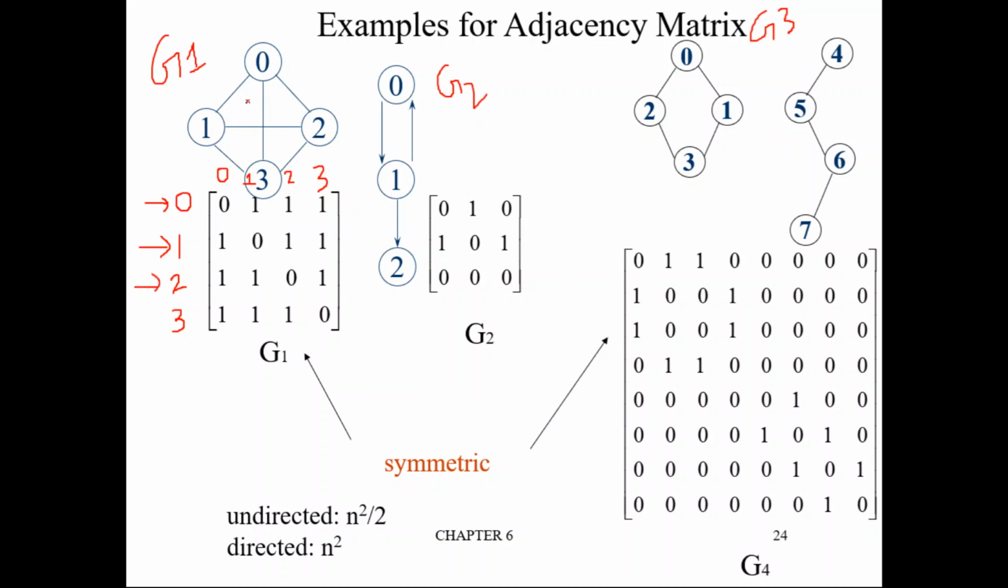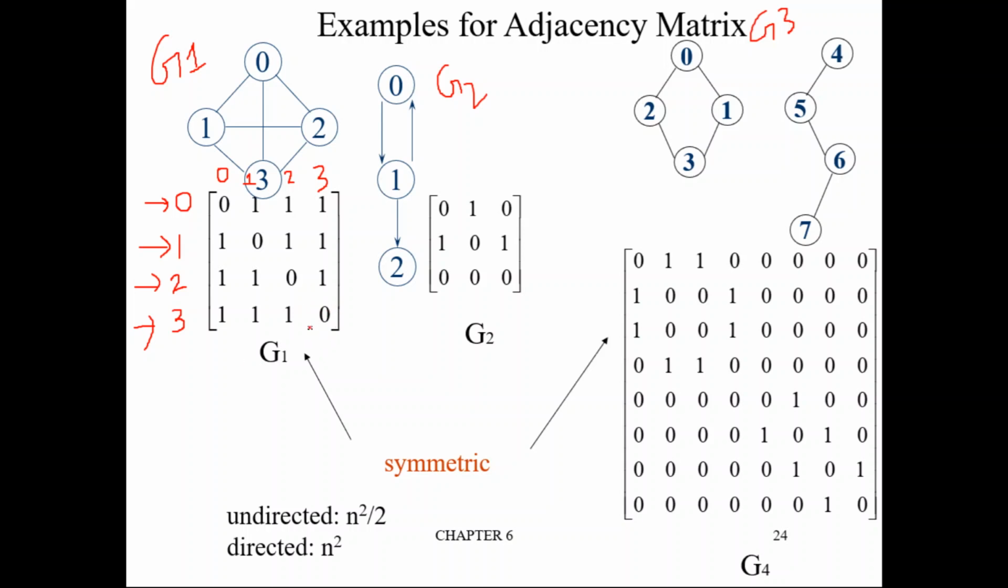Node 2 to node 0, yes, 1. Node 2 to node 1, yes, there is a link, 1. Node 2 to node 2, no, there is no self loop, 0. Node 2 to node 3, yes, 1. Again, node 3 to 0, yes. Node 3 to 1, yes, 1. Node 3 to 2, yes, 1. Node 3 to 3, no.